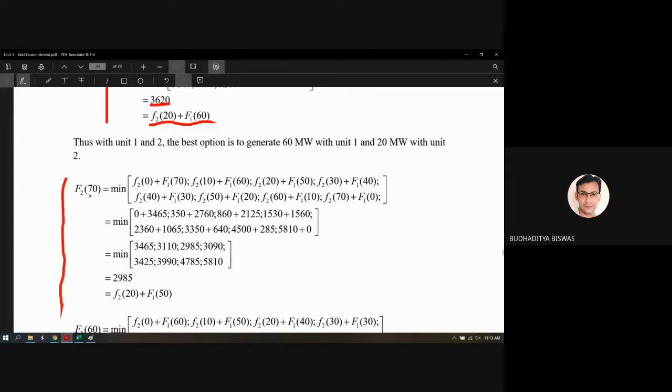So F270, here you see, it's equal to the minimum of F20, F170. That means F1 generating 70, F2 generating 0. So total 70 megawatt is satisfied. Second one is F210, F160, F220, F150, F230, F140. In this way, the last condition is F270, F10. Okay, so all this possible combination is written here.